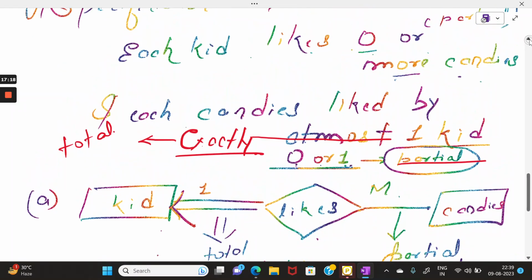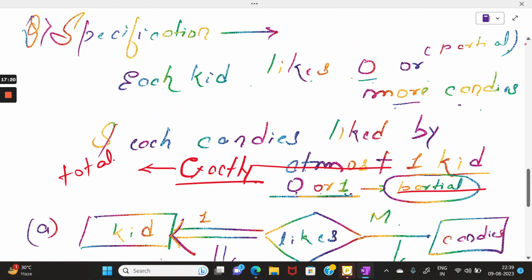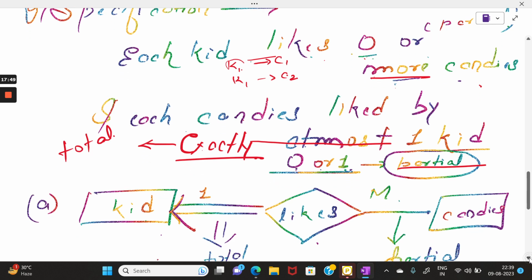Now we have to check for the cardinality. Okay, one to one mapping or many to one mapping or one to M mapping. So each kid likes zero or more candies. Each kid may like zero or more candies. More candies means, for example, if there is a kid K1, K1 can like C1, K1 can like C2 as well. So one kid can like many candies. Okay, so it is 1 is to M.